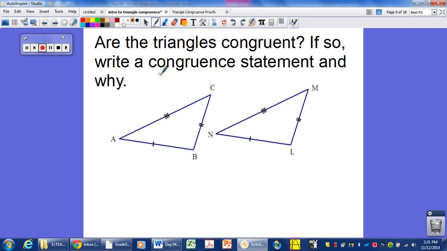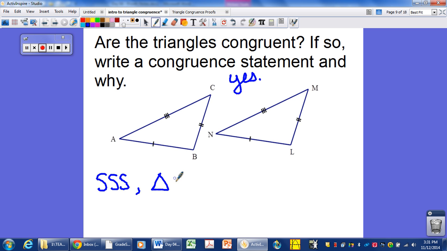Okay, so let's look at these triangles. Are these triangles congruent? Is this triangle congruent to this triangle? And I'm going to say yes, they are, because I notice that I have 3 sides that are congruent. So, because we have 3 sides, that's the side, side, side postulate. So they're congruent by the side, side, side postulate.